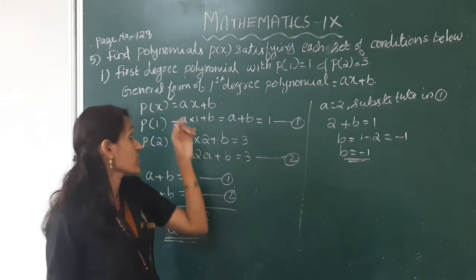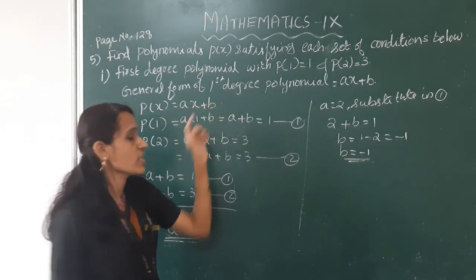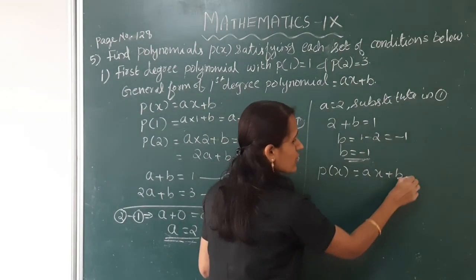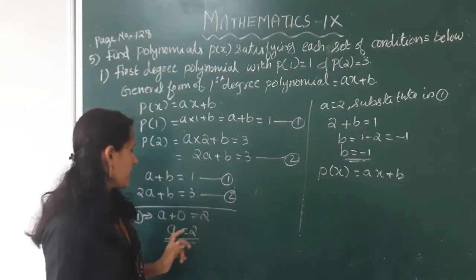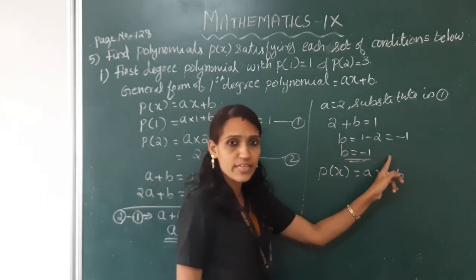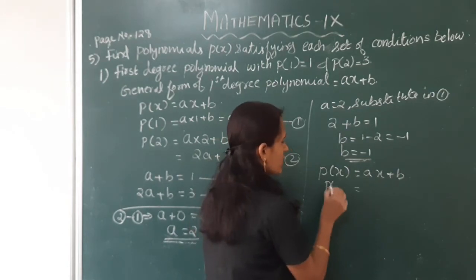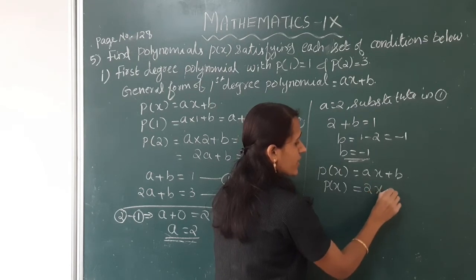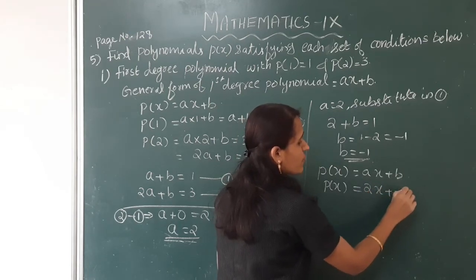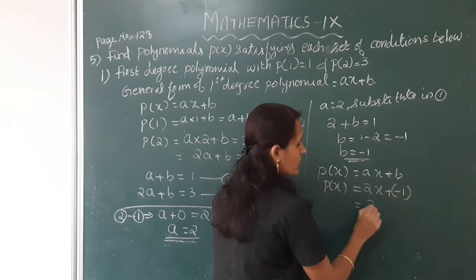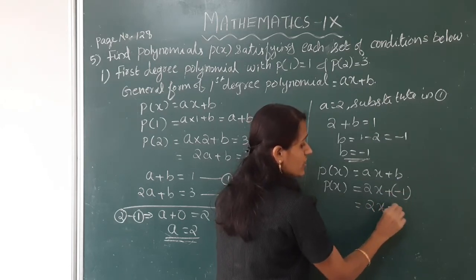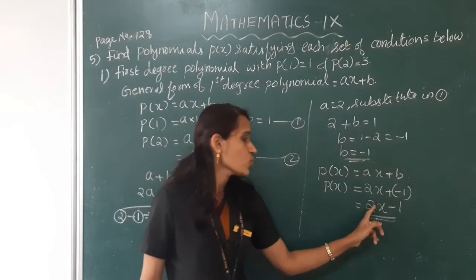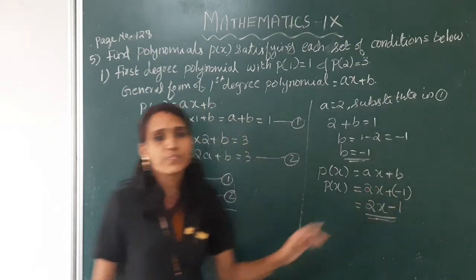The general form of the first degree polynomial is ax plus b. P of x is equal to ax plus b. Now we get a is equal to 2 and b is equal to minus 1. So substituting, p of x is equal to 2 into x plus b, which is minus 1. This is equal to 2x minus 1. So p of x, the first degree polynomial, is 2x minus 1.